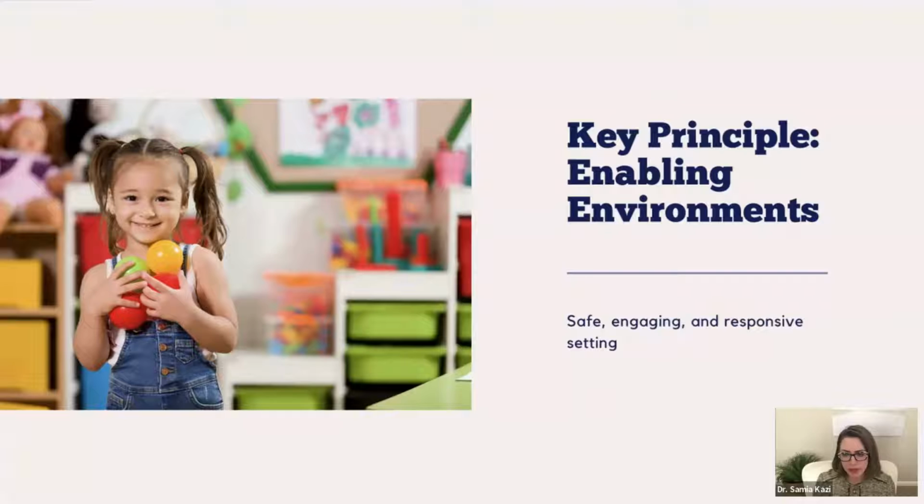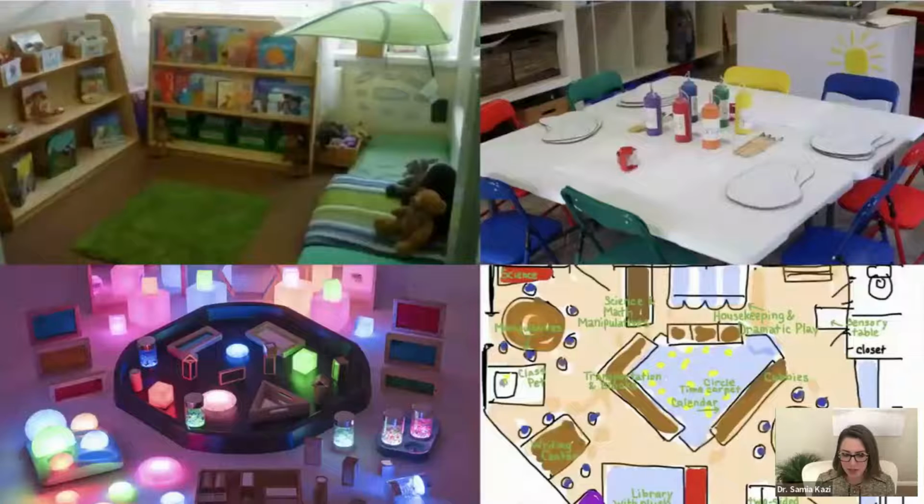The third key principle is about enabling environments. This is how we create those opportunities within the learning environments, outdoors, indoors, to help them explore, help them learn, help them develop, making it safe, but also creating opportunities for creativity, and then balancing those two and knowing when to allow them to take risks, but also prioritizing safety.